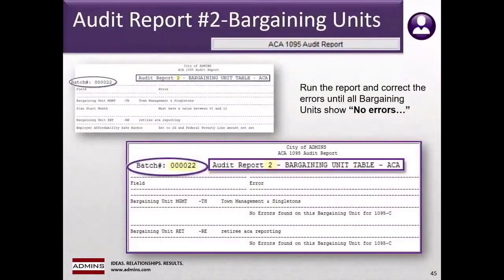Report number 2 lists all the bargaining units used for ACA and indicates either no errors or lists the errors for each bargaining unit. There are 10 error conditions that will be identified on this bargaining unit audit report. Error conditions listed will give a clear message of what should be corrected. The batch number is included on all the audit reports so that you can keep track of which batch has a problem.